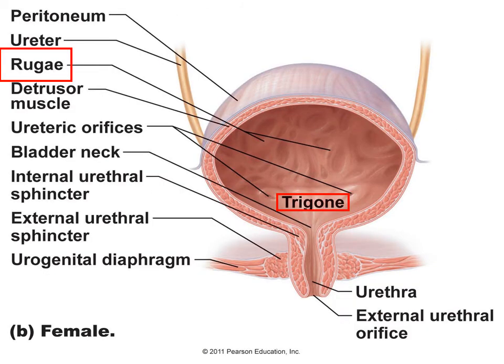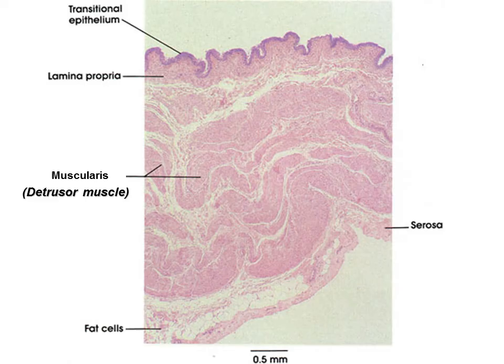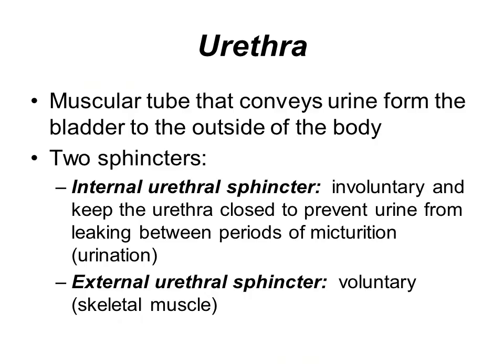The rugae are similar to what you saw in the stomach, being able to increase the size when it stretches out. And the trigone area is the area where the two ureters do come in, as you can see at the bottom of the bladder, which is where they drain. And once again, cross section.